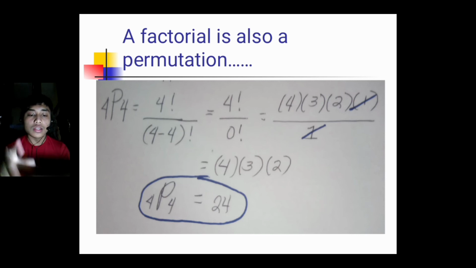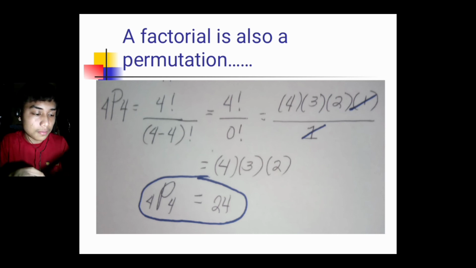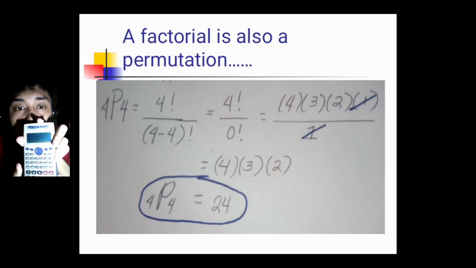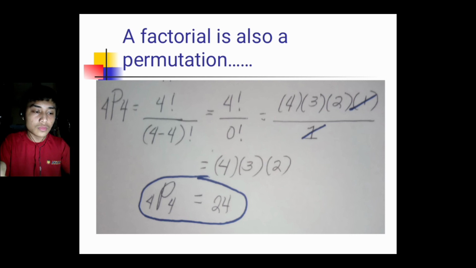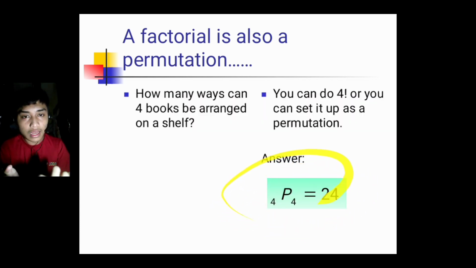So, yan po. We have 4 times 3 times 2 times 1. Kinancel ko itong parehong 1, so ito po ang natira. So, that's why I got 24. Tama rin ba sa calculator natin? So, we got 24. Sumunod, ito pala yung ating sagot. We have 24. That's why we got 24.